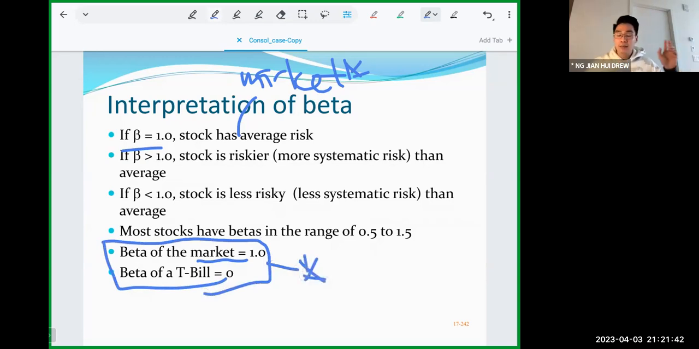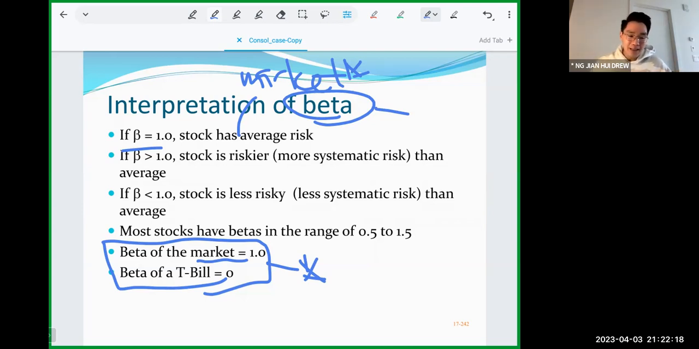So market beta is 1. T-bill, beta is 0. All right. So before we go very in-depth into beta, I want to remind you, what is beta? Sometimes, when we go very in-depth into understanding finance, or as we progress further in this module, we can get a bit confused. So we talk about beta, beta, beta, but what is it? Is it some abstract concept? Is it something plucked out of thin air? So the answer, of course, is no.